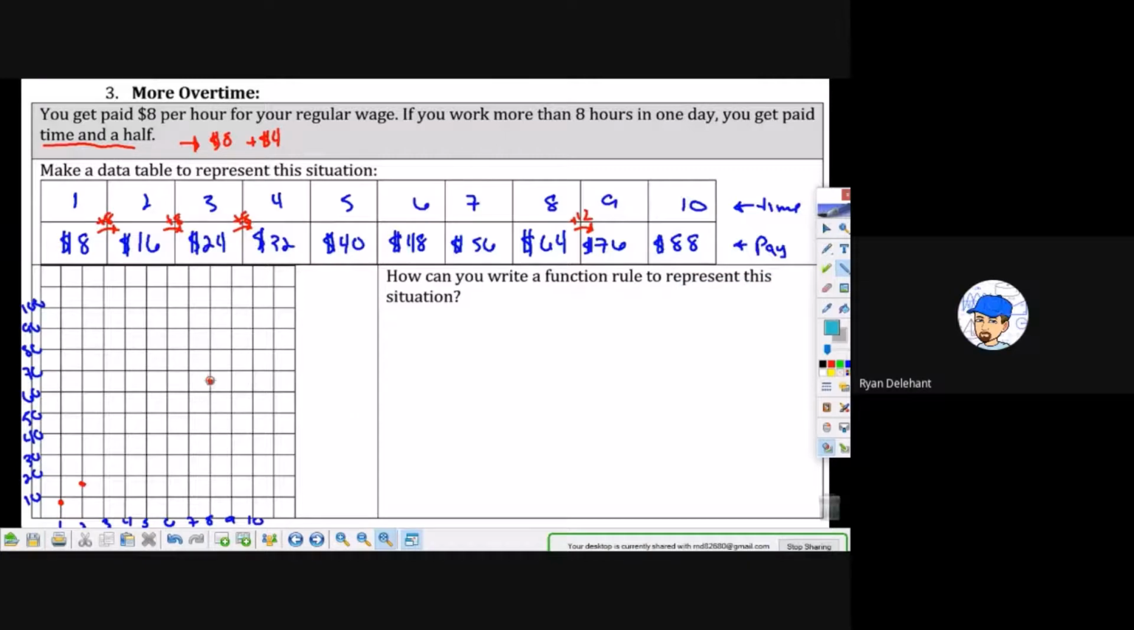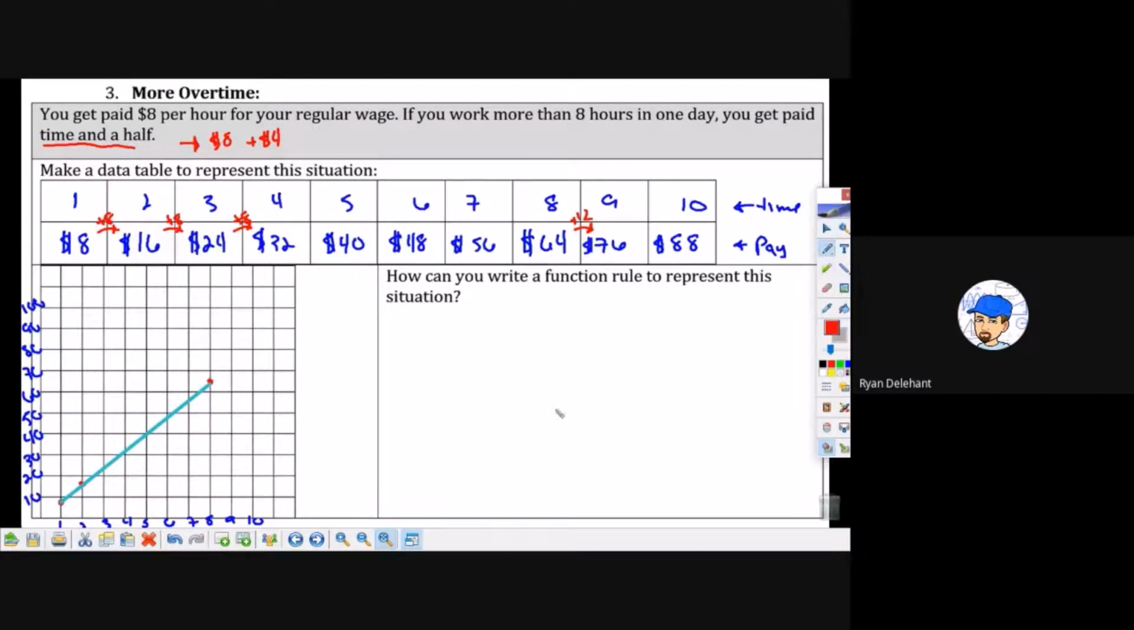those of us that have worked, can you get paid for half an hour? Like if you work 6.5 hours, do they round it up or round it down? Or do they pay you exactly what you worked? They pay you exactly what you worked. If you're punching a time clock, they pay you down to the minute. So this is a continuous function as it goes through. You can connect the dots. All those points are going to end up on this line.